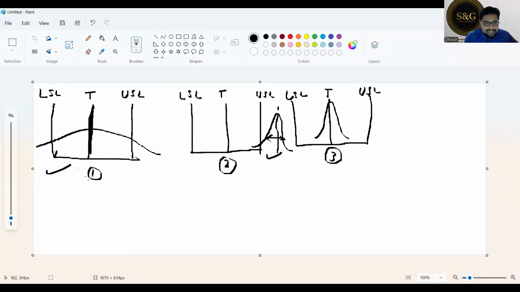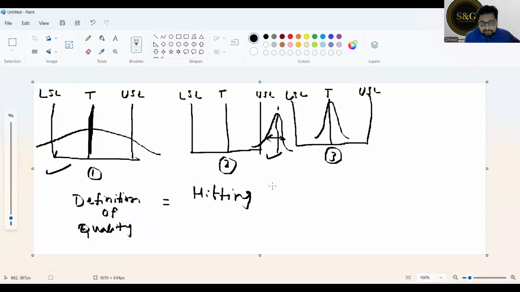So what we are saying is the definition of quality is, write this down, the definition of quality is equal to hitting the target plus reduce the variation.